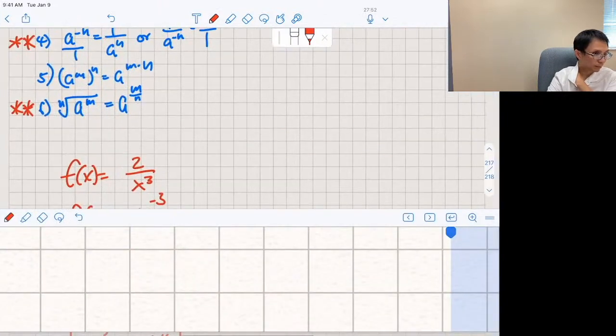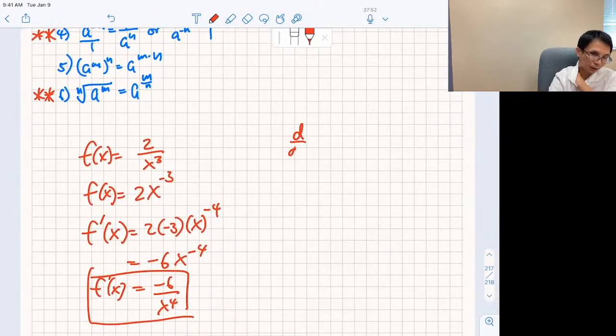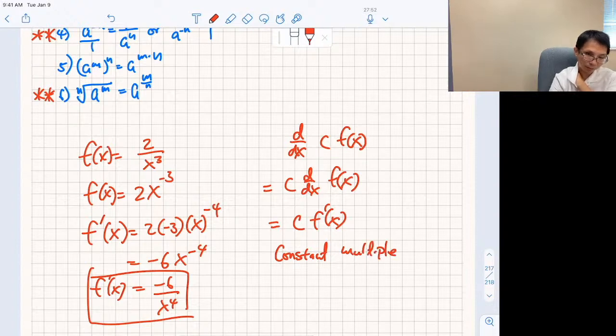Are we okay here? I did forget to mention the constant multiple rule, so I'm going to mention that here. If I take a derivative of a constant times f of x, you can always take the constant out like this. You can take the constant out, like what I did: I take the 2 out, and I just take a derivative of the x to the negative 3. So c f prime of x. You can take the c all the way outside, and it's just going to be c times f prime of x. This is called the constant multiple rule.